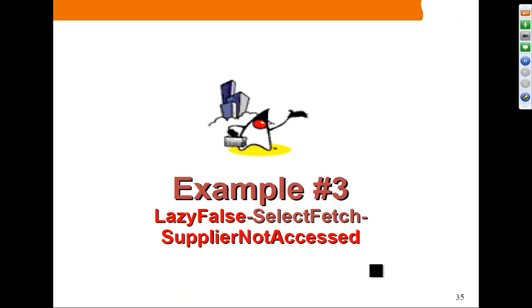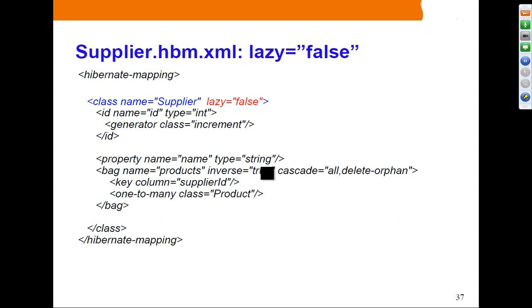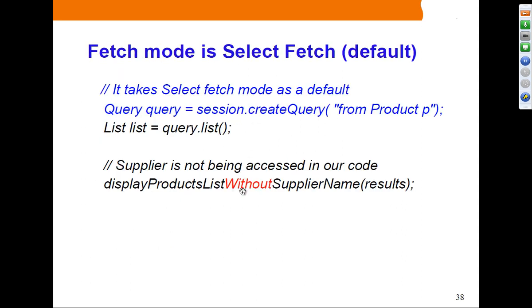Exercise 3 is where we set lazy false and supplier not accessed. When you say lazy false, that means it's eager loading or immediate loading. So lazy mode is set to false, meaning eager loading or immediate loading, and the supplier information is not accessed. Let's see what happens. This is how you set lazy false for supplier. And here we are not accessing supplier from the product.